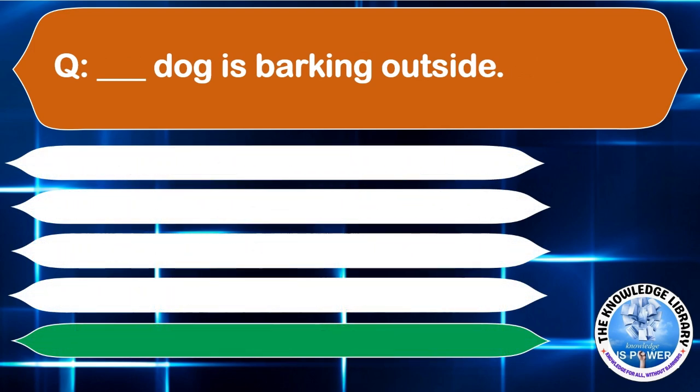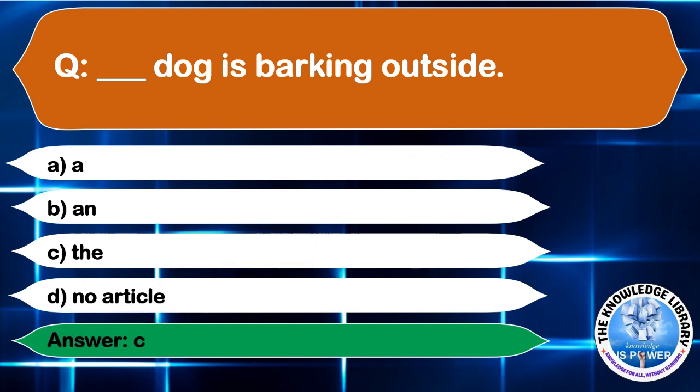Dash dog is barking outside. Option A. Option B, an. Option C, the. Option D, no article. The correct answer is option C, the. Moving to the next question.